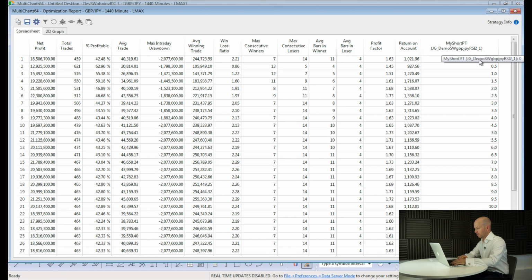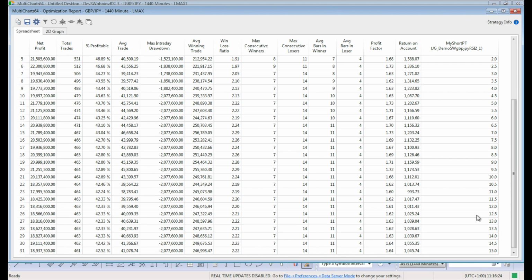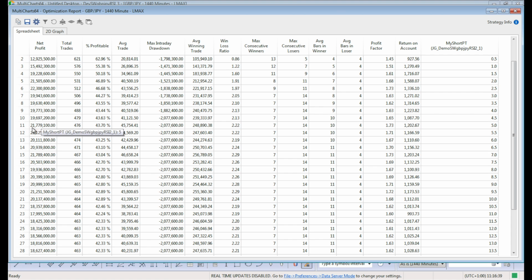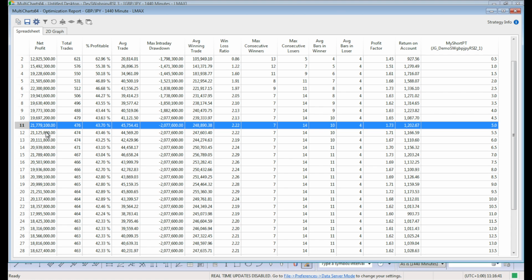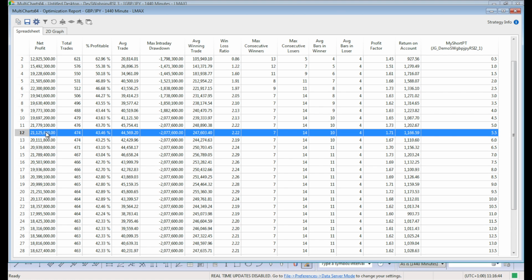And I've gone from 0 right the way through to 1,500 pips. And looking down the net profit, we can clearly see that there is some good numbers here. 500 pips, 550. Where's the best? The best is 21.7.